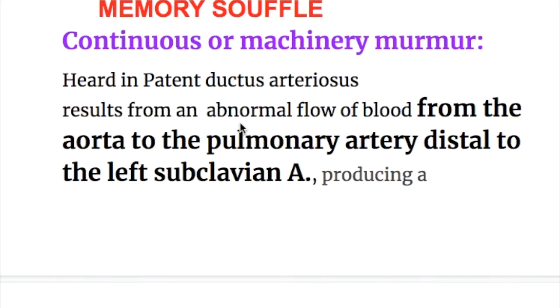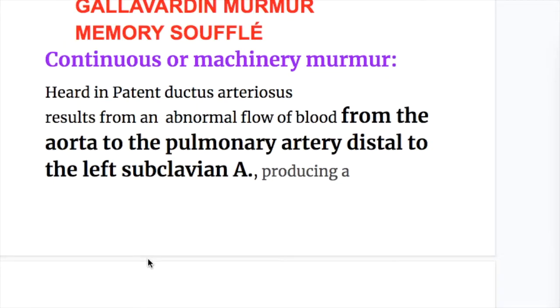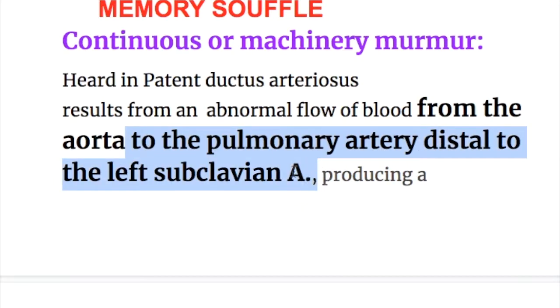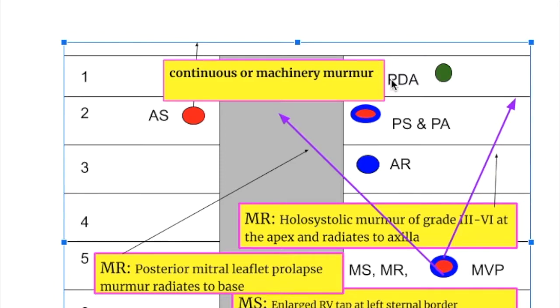Machinery murmur is heard in patent ductus arteriosus, and it results from an abnormal flow of blood from the aorta to the pulmonary artery, a connection distal to the subclavian artery, producing a continuous machinery murmur in the left sternal border that starts in the systole and peaks at the second heart sound and continues in the diastole.